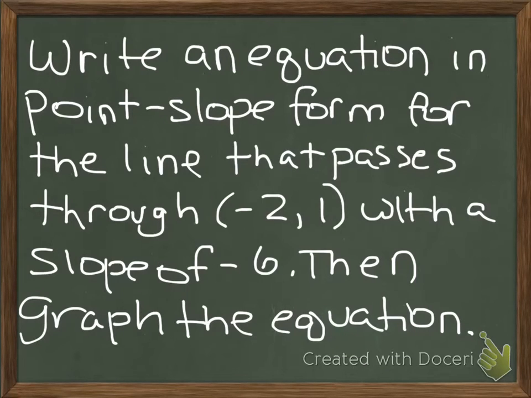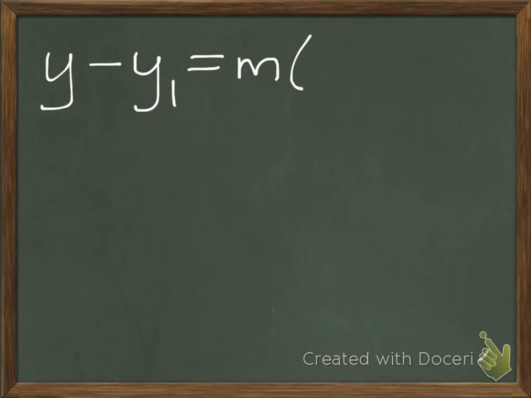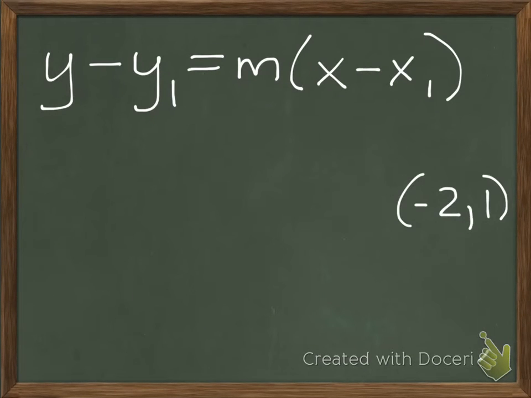It asks us to write an equation in point-slope form for the line that passes through negative 2, 1, so there's our point, with a slope of negative 6. And then we're going to graph the equation. So first we need to write the equation. If I keep it in point-slope form, this is my setup. My point was negative 2, 1, and my slope was negative 6.